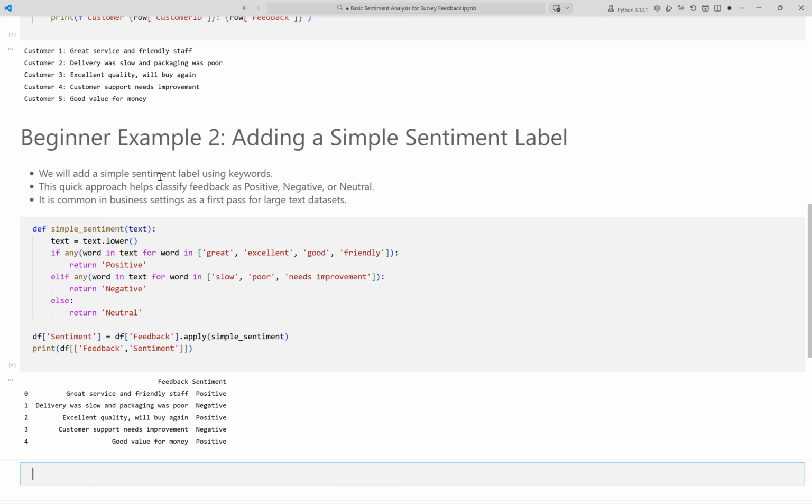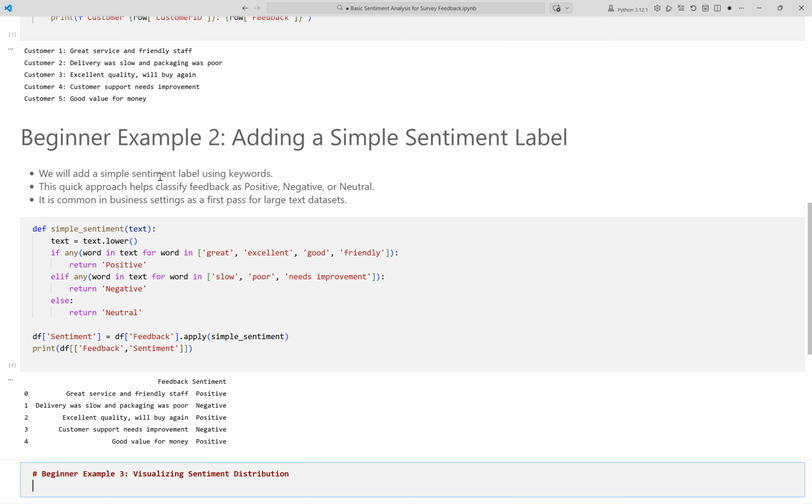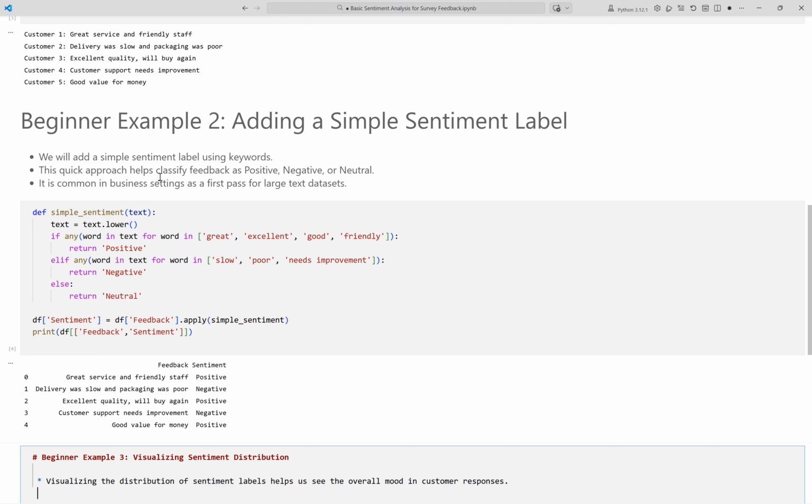Beginner example 3, visualizing sentiment distribution. Visualizing the distribution of sentiment labels helps us see the overall mood in customer responses. Pie charts or bar graphs are common for such comparisons. Running the cell now.